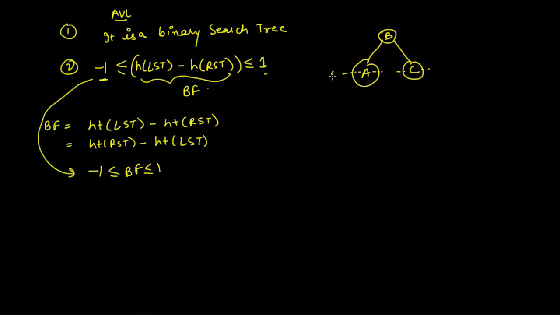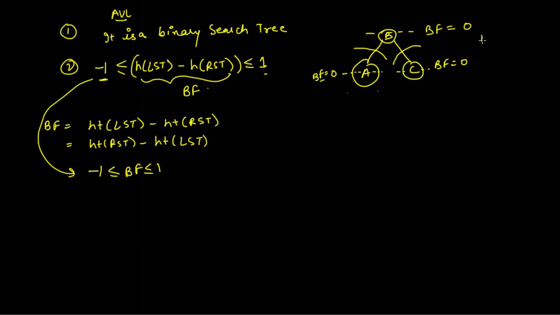Here the balance factor is 0 because there is no left subtree and no right subtree. I am finding the balance factor for every node. For this node the balance factor is 0 because there is no left subtree and no right subtree, so it will be 0 minus 0, which is 0. Now for this node B, the balance factor is 0. Why? Because the height of the left subtree minus the height of the right subtree. The height of the left subtree, I am assuming that leaf nodes have height 1.